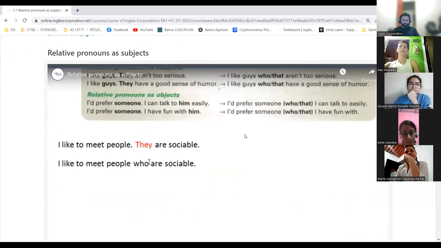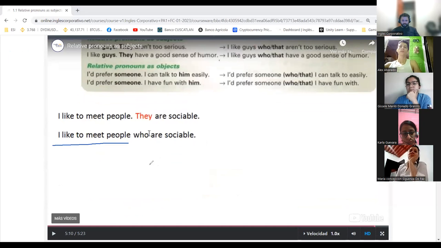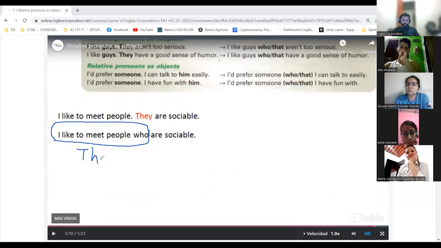No, but we're gonna have to stick here, okay? So if I say, guys, I like to meet people who are sociable, can we substitute this phrase, for example? I like to meet people. Can we substitute that? We can substitute everything up until this point, guys, okay? Like here, right? And we can say, they, right? They are sociable.